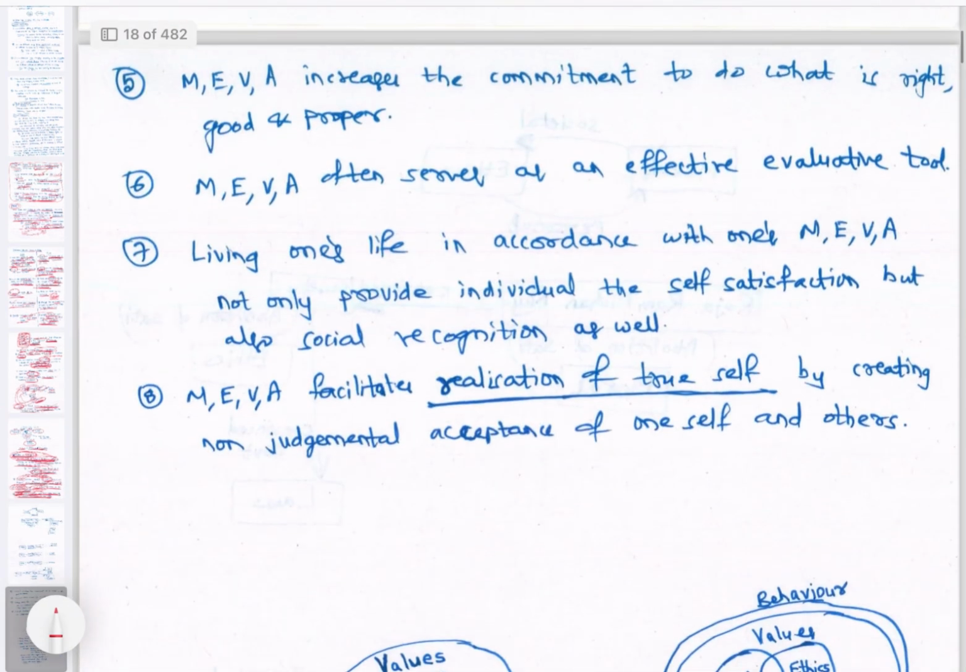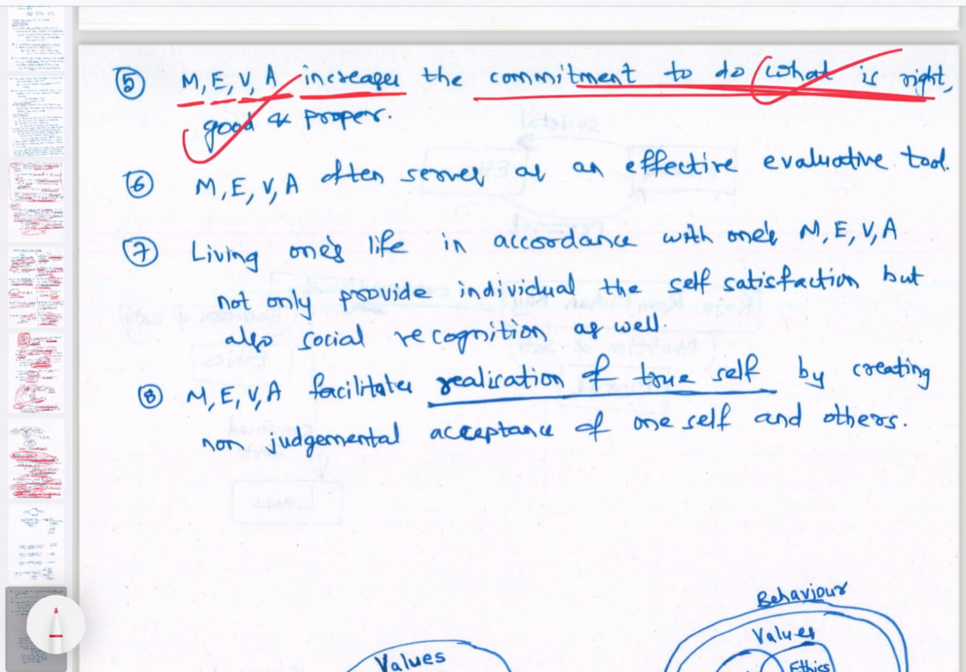Okay. Then comes the fifth point, that is, morals, ethics, values, and attitudes increase the commitment to do what is right, good, and proper. So they increase your commitment to do what is right. So you will do what is right, what is good, and what is proper.